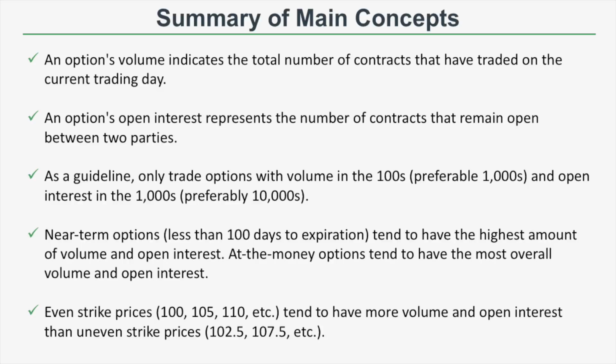Also, in terms of the most volume and open interest, near-term options with less than 100 days to expiration tend to have the highest amount of volume and open interest, while at-the-money options tend to have the most volume and open interest compared to out-of-the-money or in-the-money options. Next, even strike prices tend to have more volume and open interest than uneven strike prices. So if you have to choose between trading the 100 strike or the 101.5 strike, you'll have a liquidity benefit to choosing the 100 strike over the 101.5 or the 102.5 uneven strike prices.